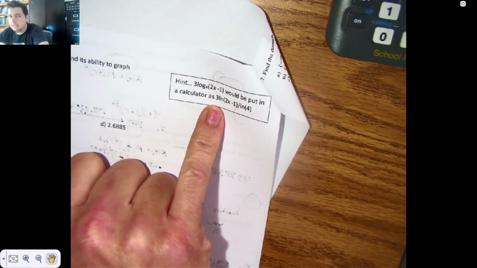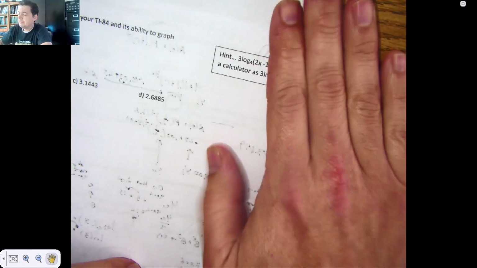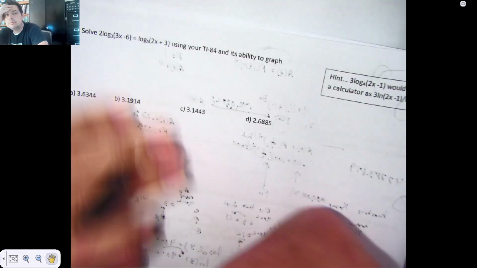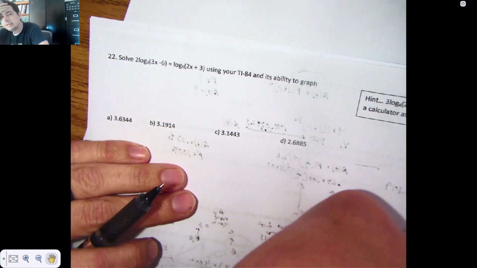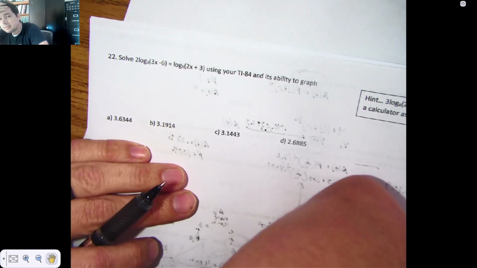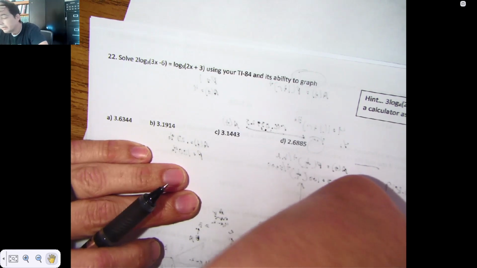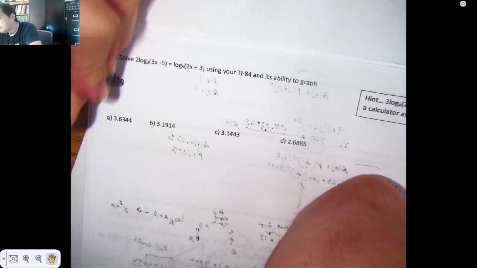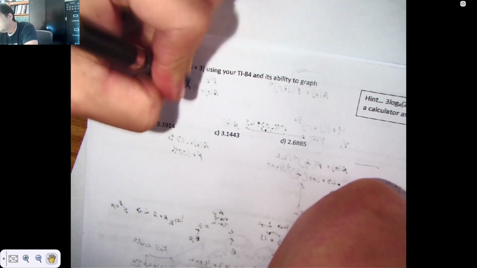And the last one. This hint is, okay, this one's right. On one of them, it was wrong. I forgot to correct it. Something was wrong with me whenever I was typing it up. But it says solve 2 log base 3 of (3x - 6) equals log base 5 of (2x + 3), using your TI-84 and its ability to graph. I went over this just a minute ago: a logarithm base b argument a is a natural log of a over a natural log of b. That's what it is. So this guy becomes 2 natural logs.